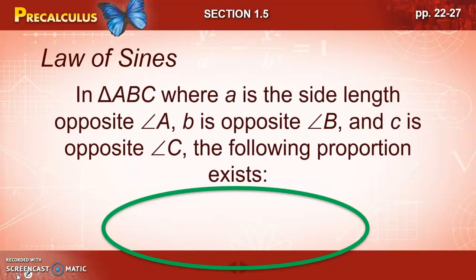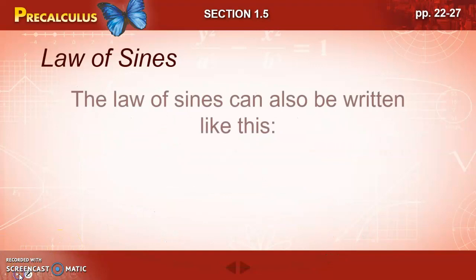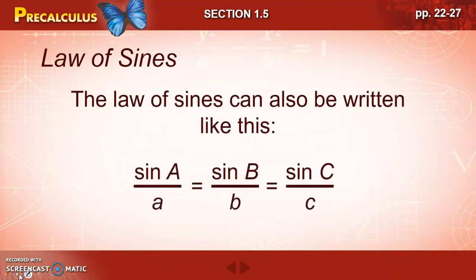In triangle ABC, where lowercase a is the side length opposite angle A, lowercase b is opposite angle B, and lowercase c is opposite angle C, then the following proportion exists. Side a over the sine of angle A is proportionate to side b over the sine of angle B, which is also proportionate to side c over the sine of angle C. The law of sines can also be written like this. Inversely, the sine of angle A over side a is proportionate to the sine of B over side b, which is proportionate to the sine of angle C over side c.